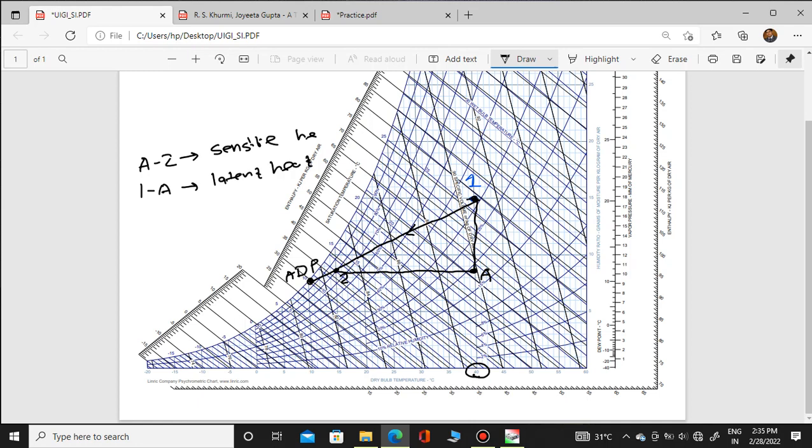So here basically we are removing two kinds of heat. We are removing sensible heat as well as latent heat. How much sensible heat are we removing? HA minus H2. And how much latent heat are we removing? H1 minus HA. So this is how we can find out sensible heat and latent heat.